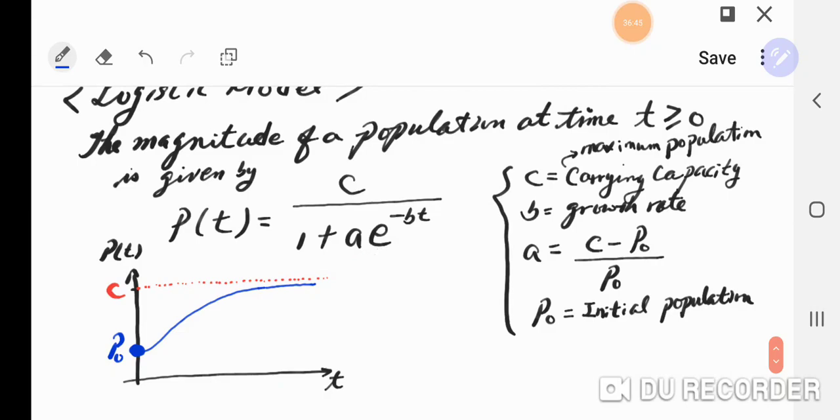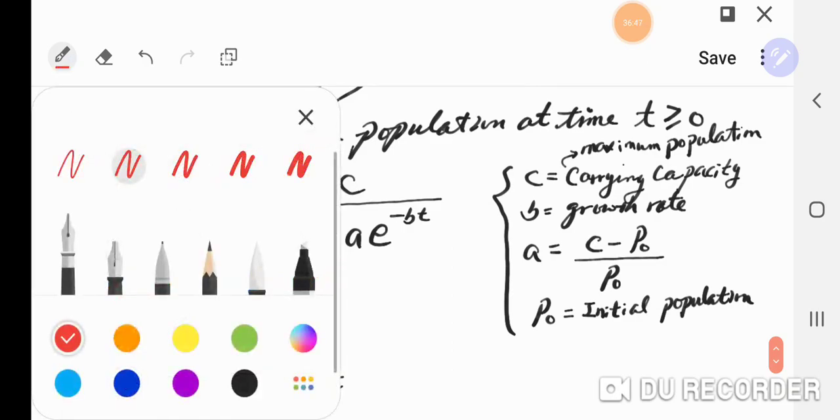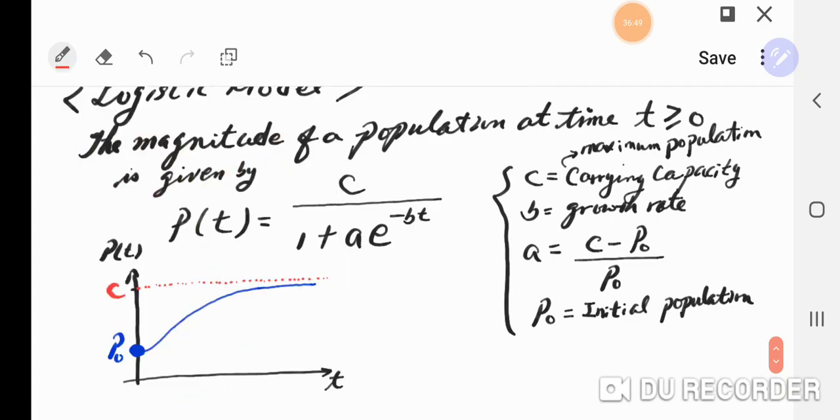This one looks a little bit more complicated. C will be the maximum population, called the carrying capacity, and B is the growth rate, and A is a percentage growth. So A is C minus the initial population divided by the initial population. P0 is the initial population.